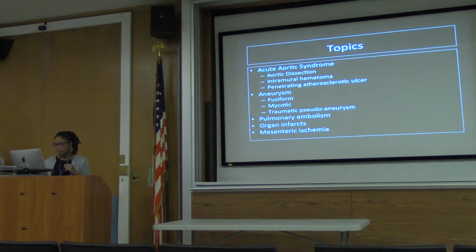So we're going to talk about cardiovascular disease today, and I broke it into a couple of sections. We're going to talk about acute aortic syndromes, which include aortic dissection, intramural hematomas, penetrating atherosclerotic ulcers, and ruptured aortic aneurysms. I'm just going to show one case each of pulmonary embolism, well, two pulmonary emboli, organ infarcts in the abdomen, and mesenteric ischemia.